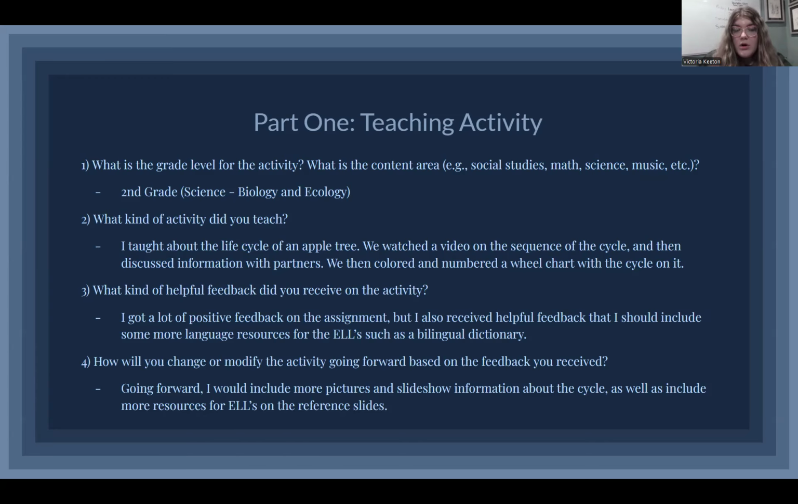And for how I will change or modify my activity going forward based on the feedback I received, I would include more pictures of the specific sequences and slideshow information about the cycle, as well as including some more resources on ELLs for the reference slides.